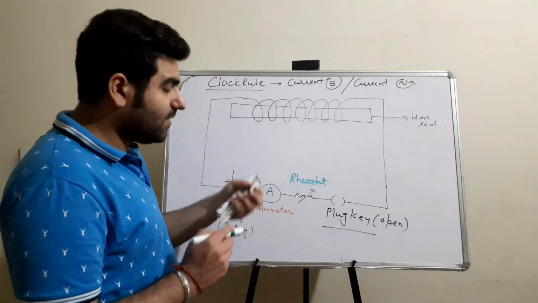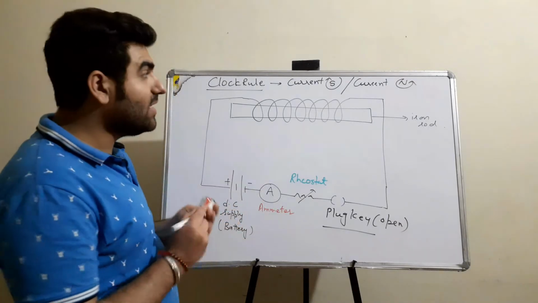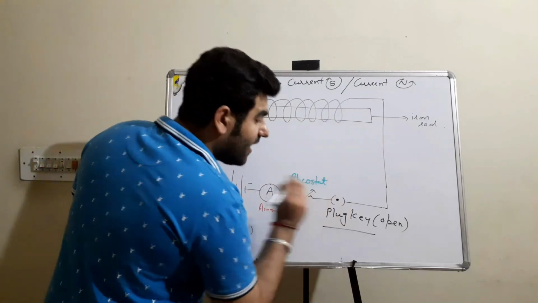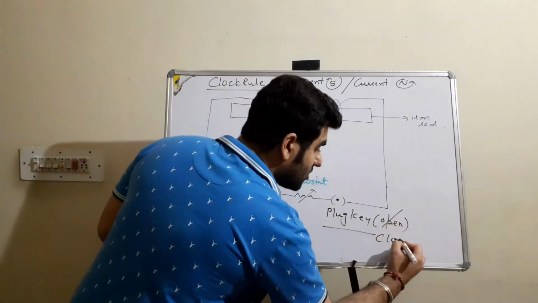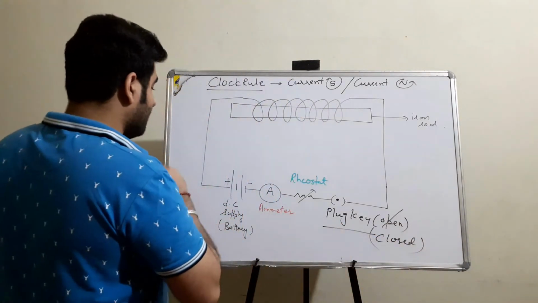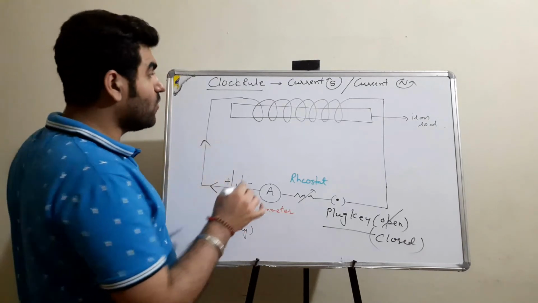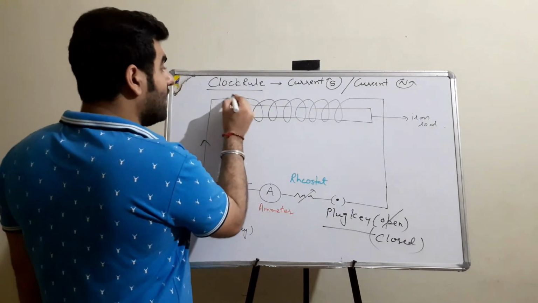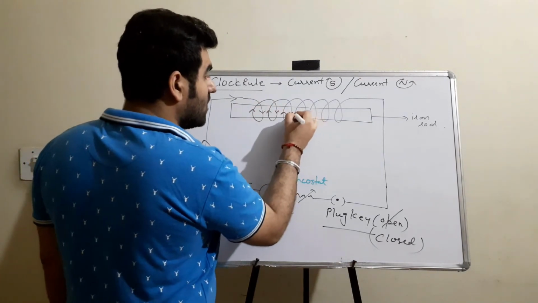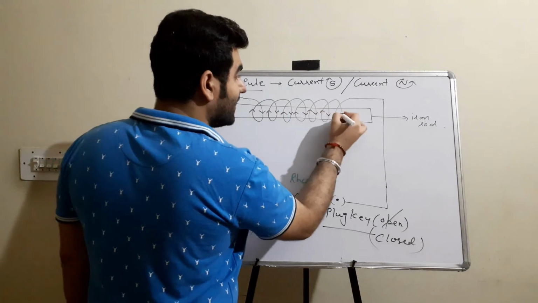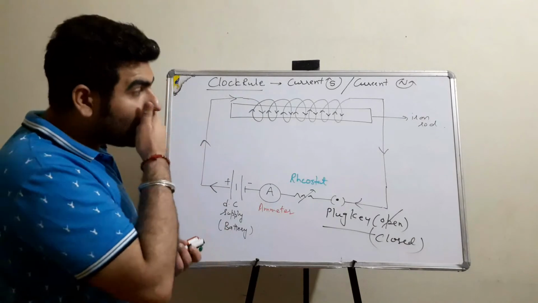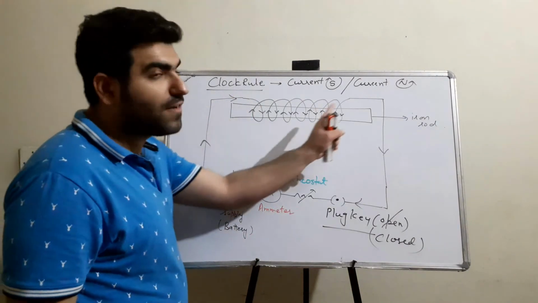Now let us start the flow of current and then we'll see which side gets which pole. By closing this, now the key is closed and the current will be flowing. Now we know that current flows in this direction. From the battery it is moving over here and it is entering from here, here and so on and so forth. It is moving like this and ultimately it will leave over here. So this is how the flow of current is.